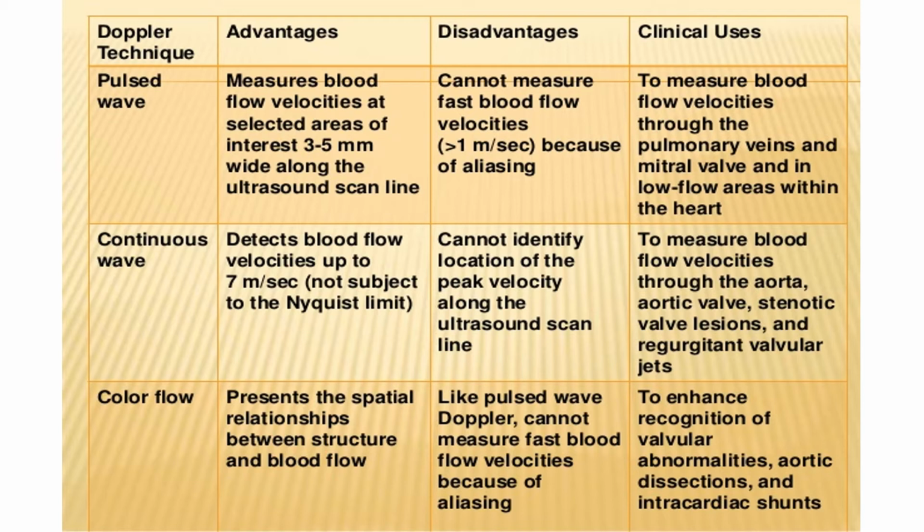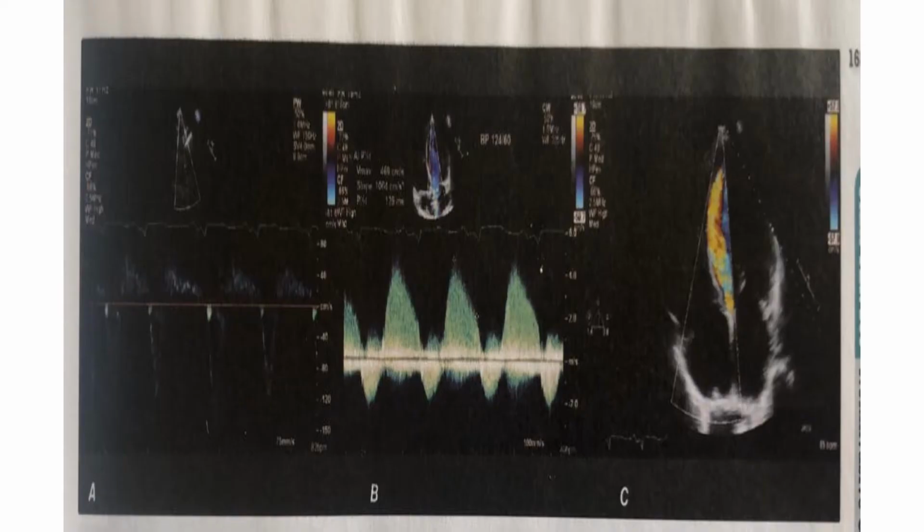And finally, color flow, which presents the spatial relationships between the structure and blood flow. The disadvantages, like pulsed wave Doppler, it cannot measure the fast flowing velocities because of aliasing. The clinical uses are to enhance the recognition of valvular abnormalities, aortic dissections, and intracardiac shunts. These are the three modes. The first one we see, A, is a pulsed wave mode, whereas B is a continuous wave, and finally C is the color coded one, with red being towards the transducer and blue away from the transducer.